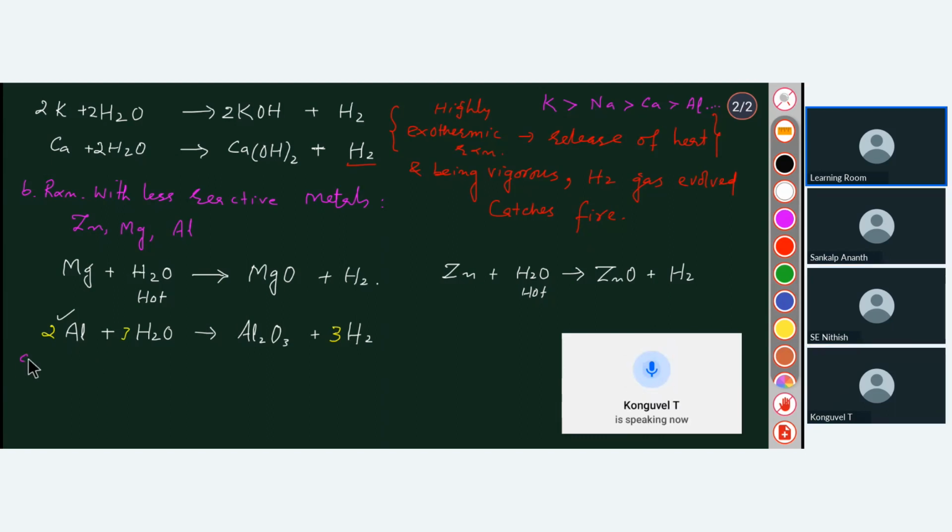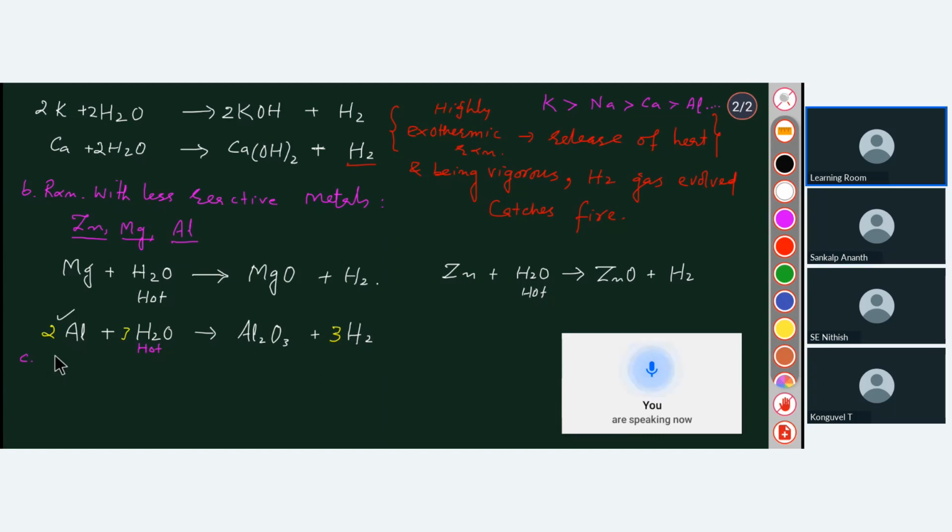Hot water. I have told that whether it is zinc, magnesium, or aluminium, in all these three cases they will require hot water. Got it? Why does it not react with cold water, sir? Because they are less reactive.